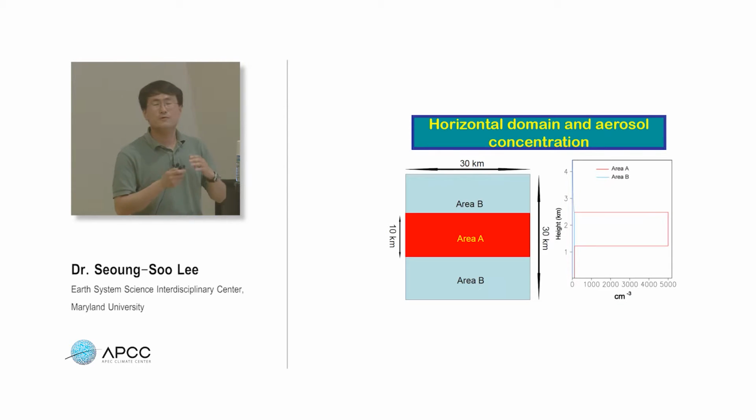Only for the prescription of initial aerosol concentration and the analysis of the result, the horizontal domain is divided into two areas as shown in this diagram, area A and area B. In area B, aerosol concentration is fixed at 50 per cubic centimeter. But based on observation in area A, there is a jump in aerosol concentration from 50 to 5,000 per cubic centimeter in a layer between 1.2 kilometer and 2.4 kilometer.